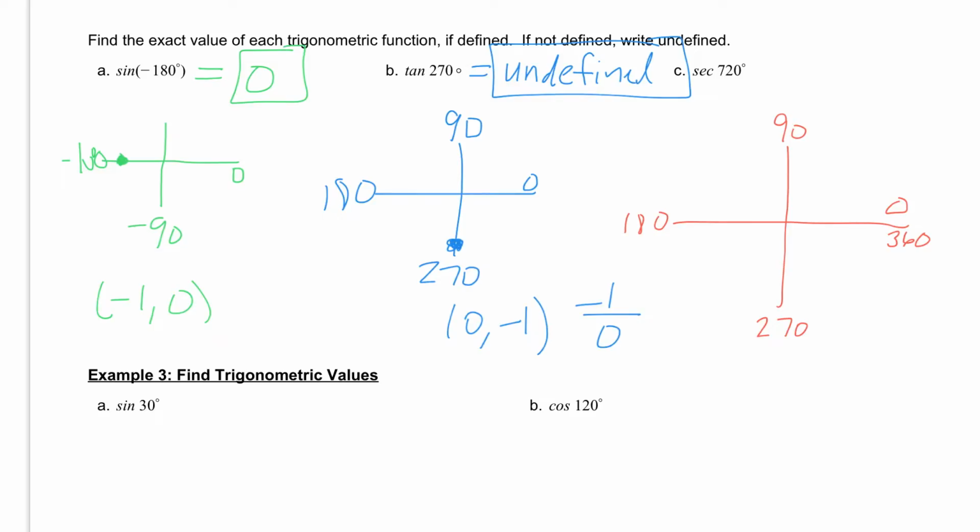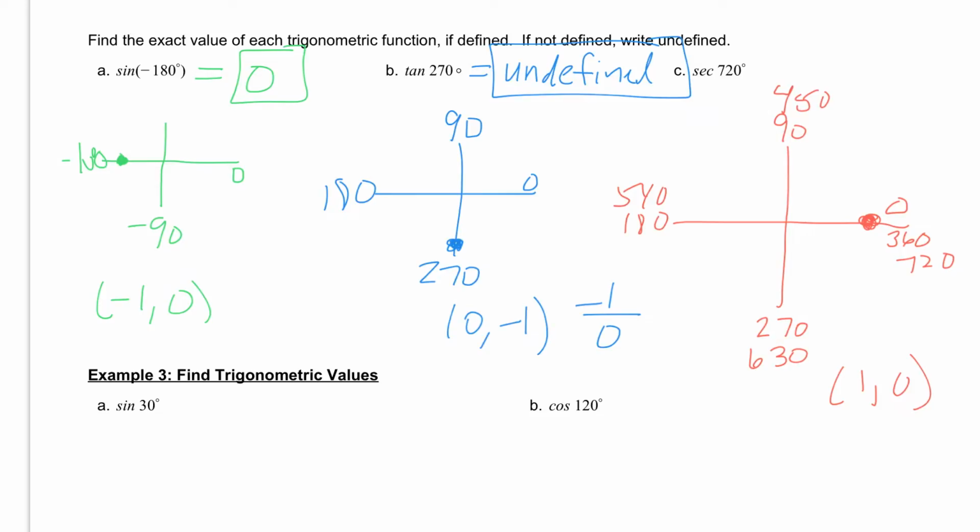If we add 90 to 360, we get 450. Adding 90 to 450, we get 540. Adding 90 to 540, we get 630. Adding 90 to 630, we get 720, which tells me I'm right here at this point on my axes. And that's the point 1, 0.